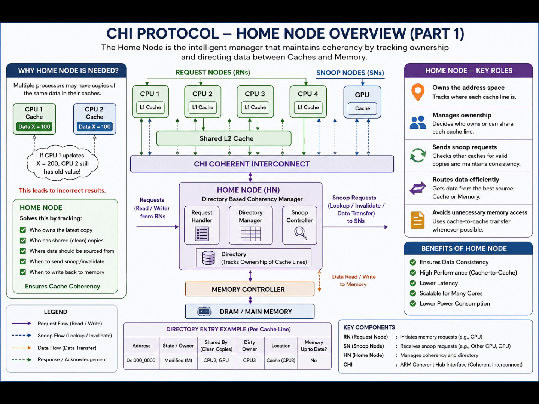For example, who currently owns it? Which processors have clean copies? Does anyone have a modified version? Should future requests go to the memory or another cache? All of this information is known as the directory information.